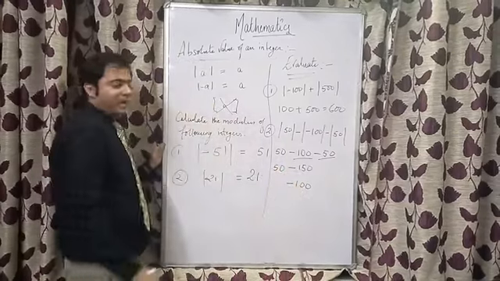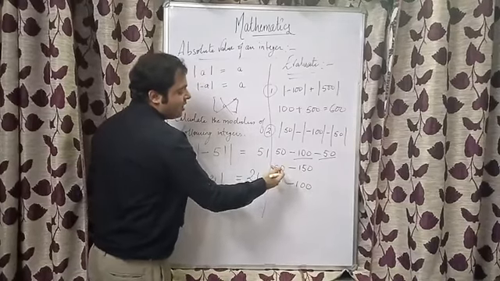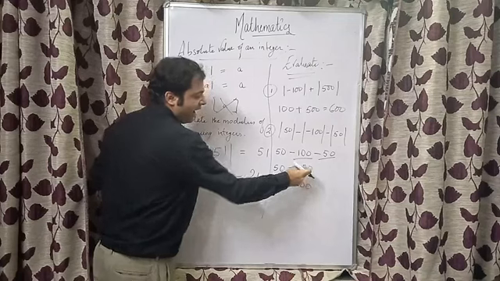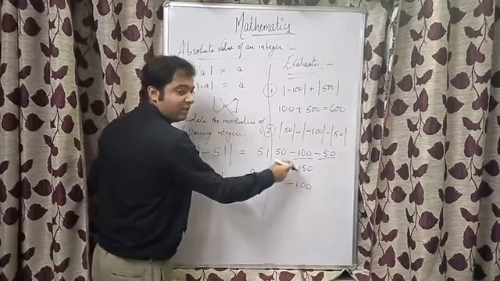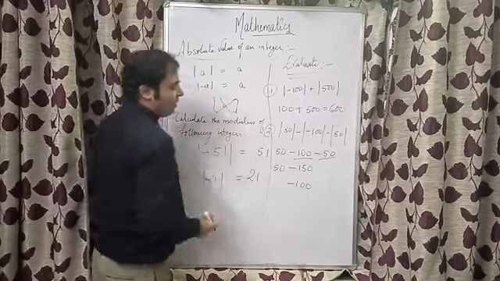I repeat, when we have got two integers that have different signs, then we subtract the smaller integer from the bigger one and put the sign of the integer which is bigger. Right? So the answer of this question will be minus 100.